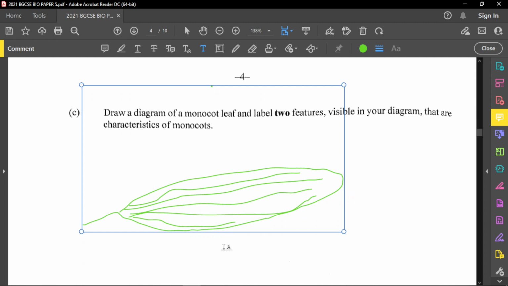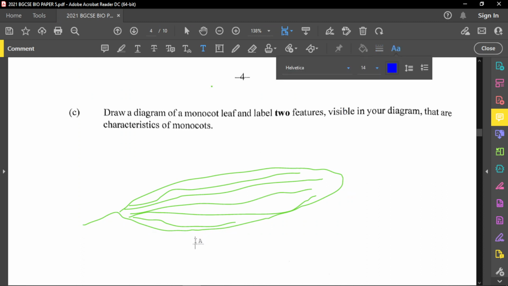Narrow cannot go in there, so put it on the outside then. Narrow leaf. The leaf is narrow. And what you also have is parallel leaf veins. So the leaf veins are parallel. The parallel leaf veins.